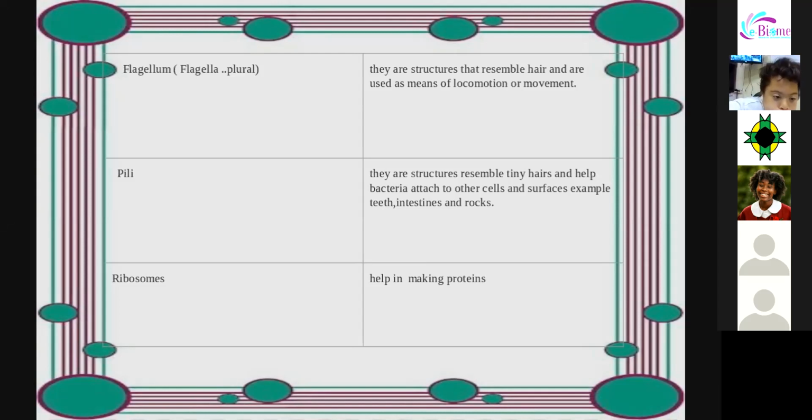Right now, even as I'm talking, there's bacteria on my teeth, there are bacteria in our intestines, and if you go outside and you put your hand on a rock, some bacteria use the villi to attach to your hand. That is why our parents tell us to wash our hands before coming inside from playing, because some bacteria can be harmful. And for the ribosomes, you just have to know that ribosomes help in making proteins.